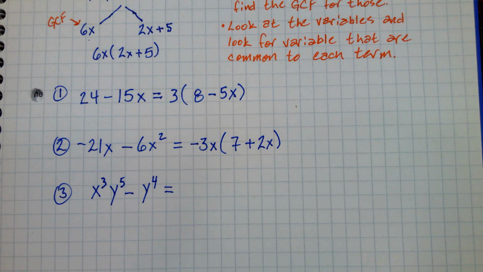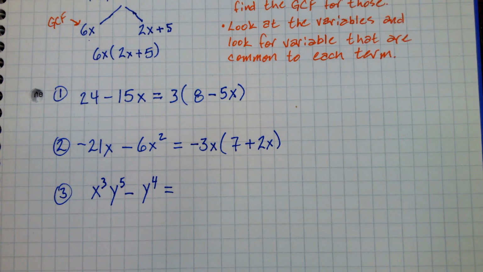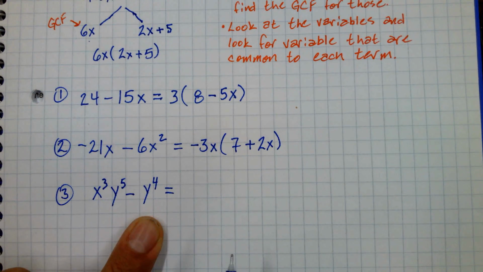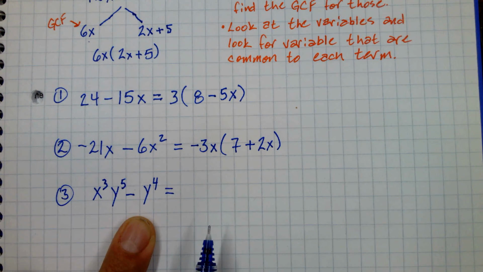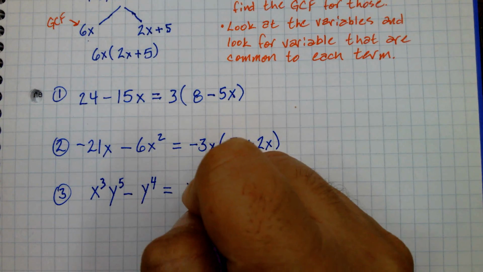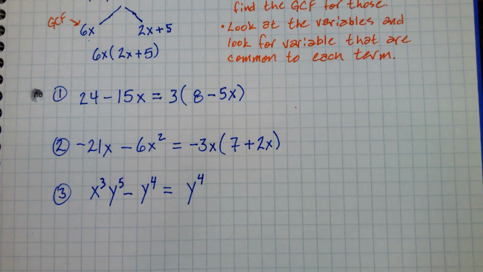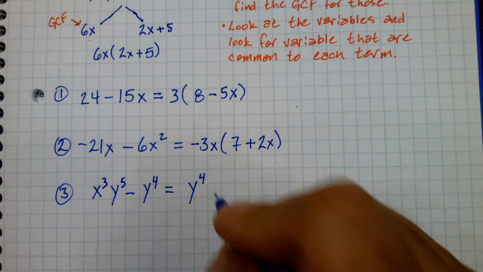But, Jesse, why did you say y? Because we have a 4 and a 5. Y to the 5 and y to the 4. So how many y's can I take out from both? 4. Y to the 4th, right? I can take out 5 of them from here, but I can only take out 4 of them from here. So y to the 4th is something I can factor out. That's a GCF. Anything else? That's it. I got x cubed here, but none there.